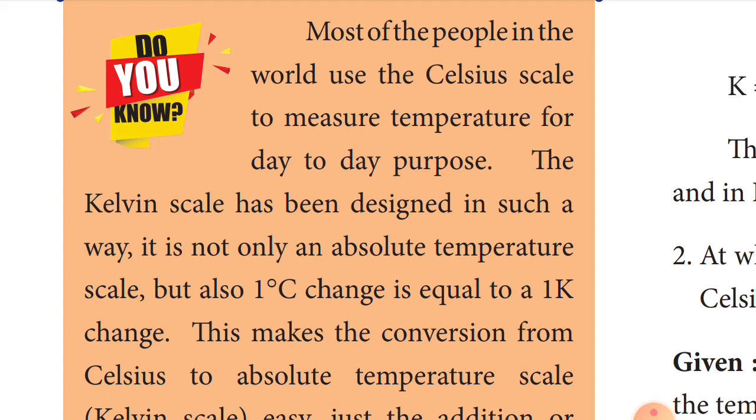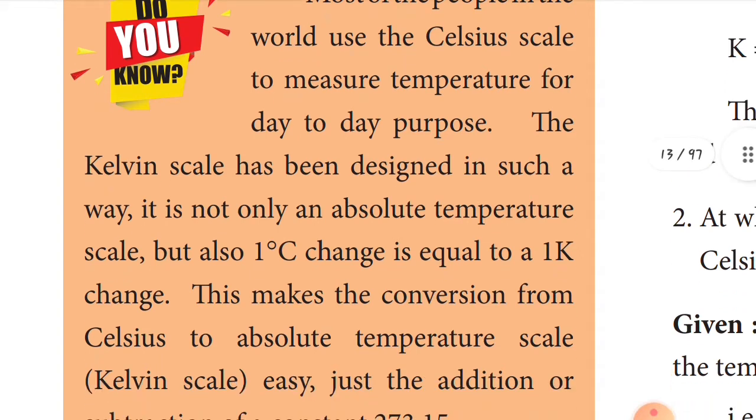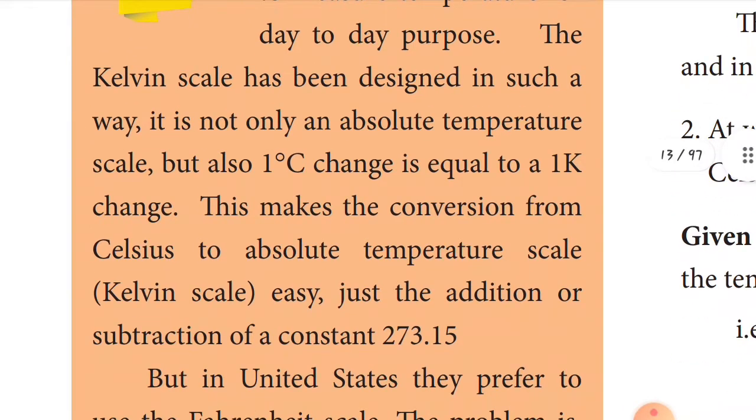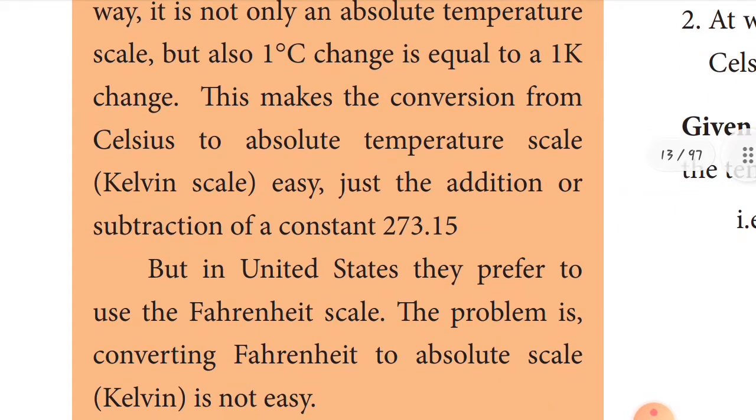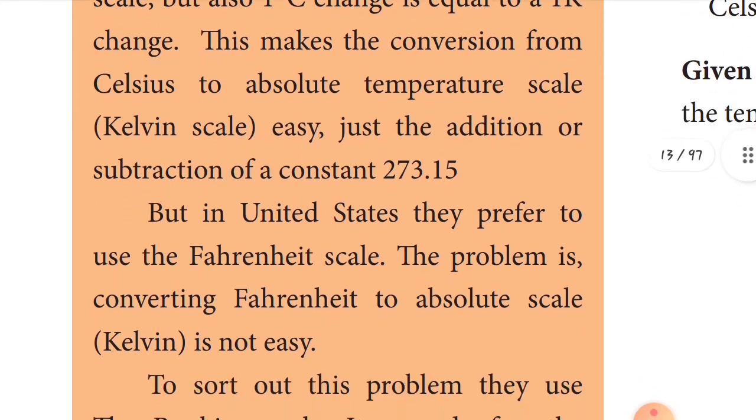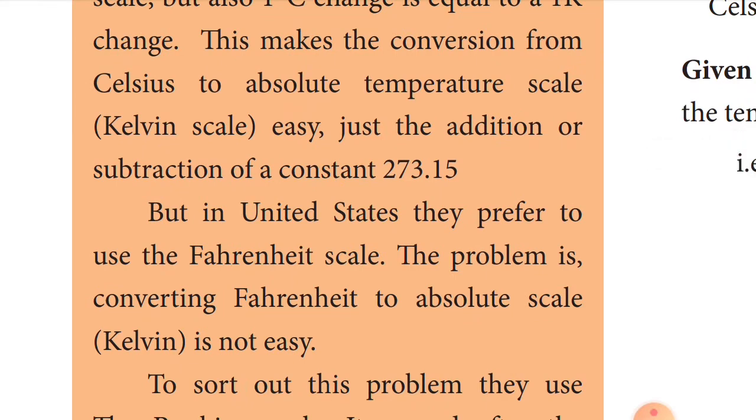Most of the people in the world use only the Celsius scale to measure the temperature for day-to-day purposes. The Kelvin scale has been designed in such a way that it is not only an absolute temperature scale, but also a change of 1 degree Celsius equals a change of 1 Kelvin. This makes the conversion from Celsius to the absolute temperature scale just an addition or subtraction of a constant value, 273.15.